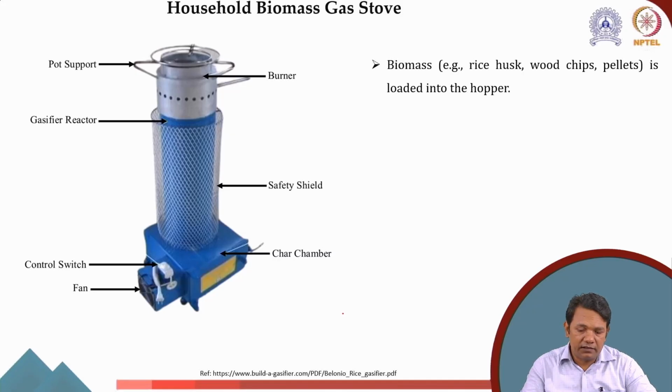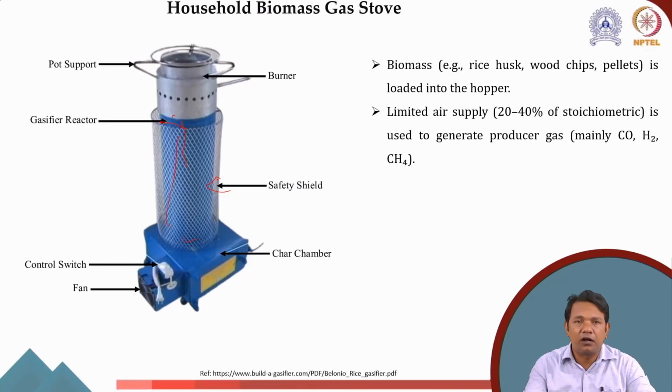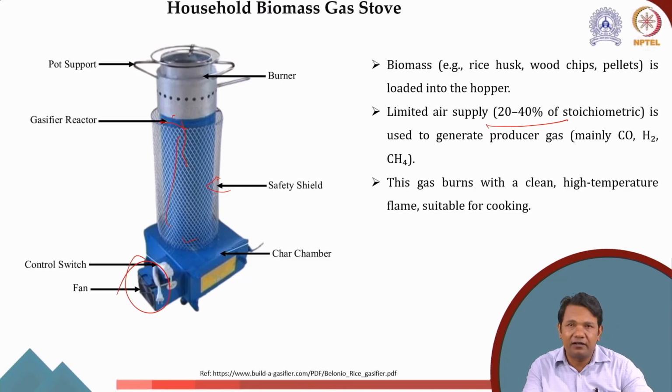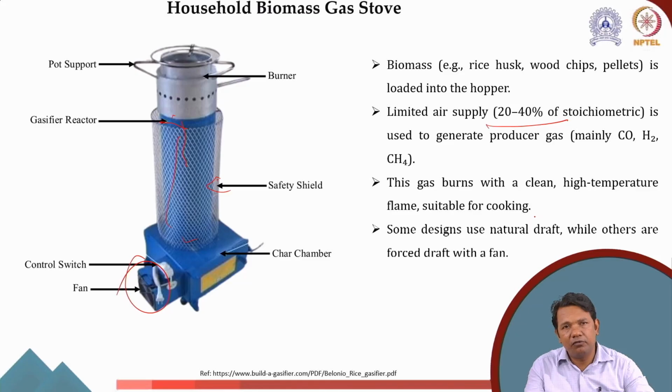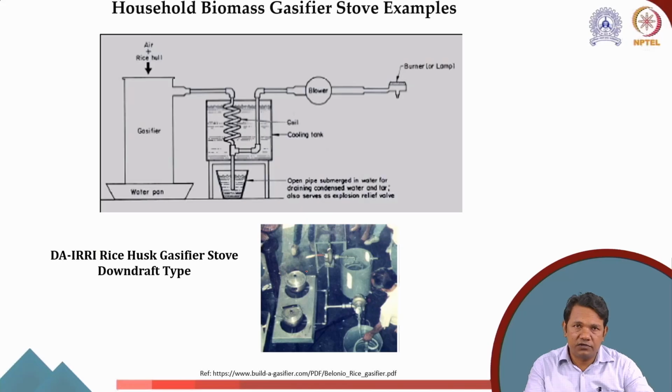So as I said, this is what typically the whole household biomass gasifier stove looks like. This is the reaction chamber in which the biomass is fed. This is the safety seal which helps prevent direct contact with the hot chamber. So firstly the biomass is fed, then the important part is the fan, which supplies 20 to 40% stoichiometric air to generate the producer gas. This we already discussed previously. Now this gas burns with a clean, high temperature flame suitable for cooking. And as I said, this can be natural draft or this can be forced draft.